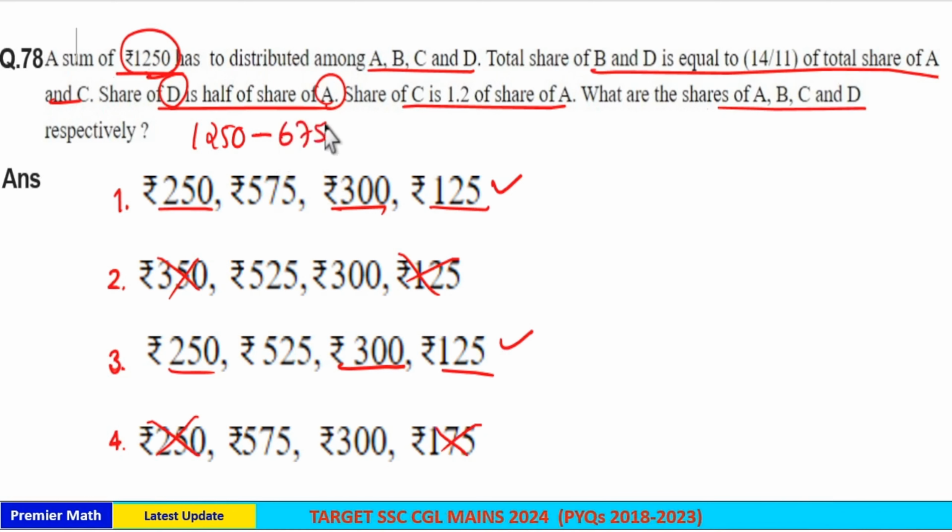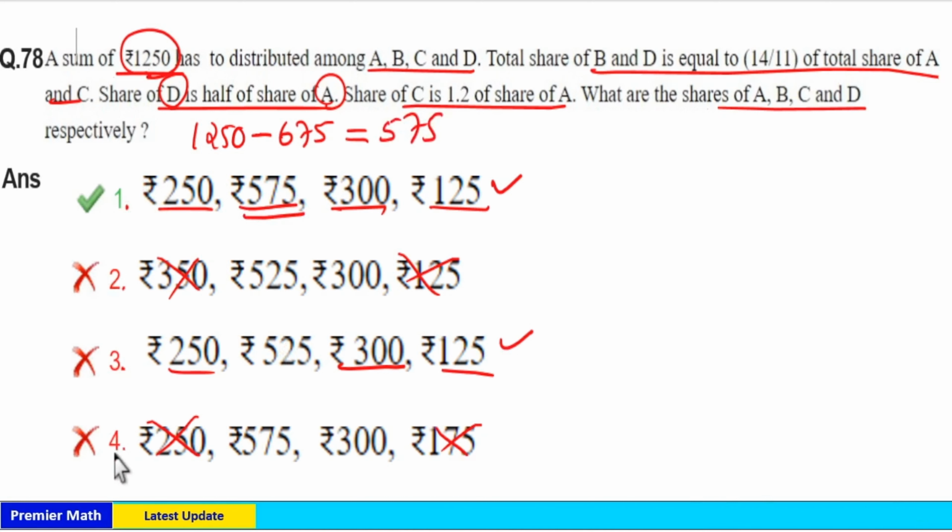So 1250 minus 675 is equal to the share of B. 1250 minus 600 is 650, 650 minus 75 is 575. If you look at the options, option 1 is your answer. The share of B is 575 here. Now, if you don't have options like this, you need to find it using the ratio method.